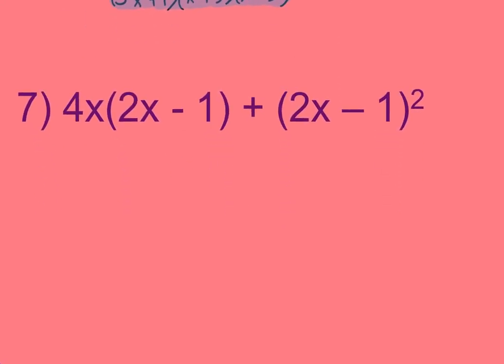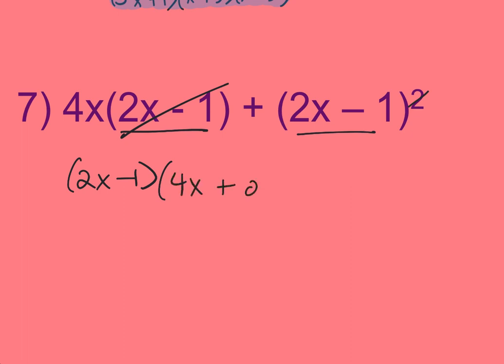Okay. Go to 7. What can I do here? Is there a greatest common factor? Yes. What is it? 2x minus 1. So that comes out of here, and one of these is gone. So that's gone, and I end up with 4x plus 2x minus 1. And I get 2x minus 1 times 6x minus 1.